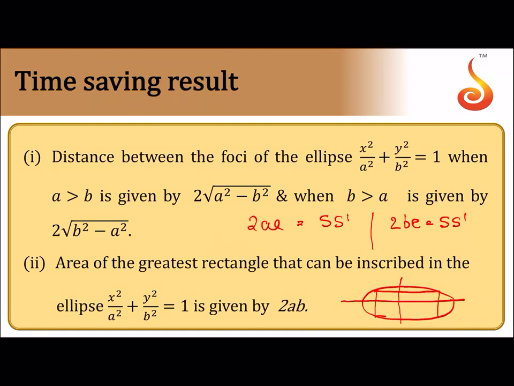so this is an ellipse, there's a rectangle described inside it, will give you 2AB. So area of a greatest rectangle that can be inscribed in ellipse x square upon a square plus y square upon b square equal to 1 is given by 2AB. So distance between the two foci is 2AE, that is SS dash. 2BE is equal to SS dash.